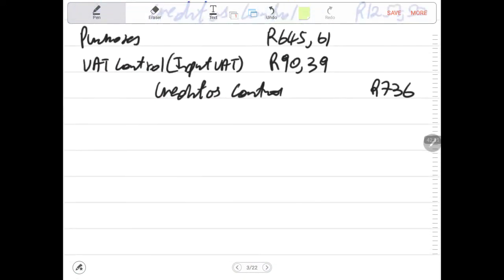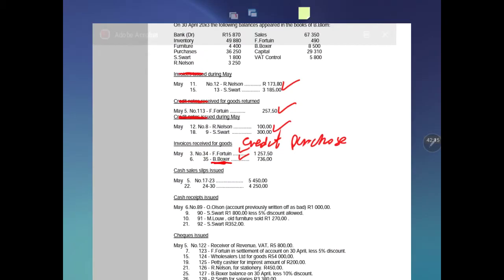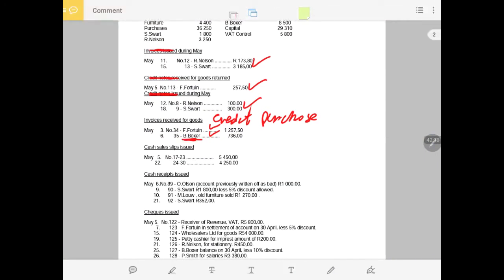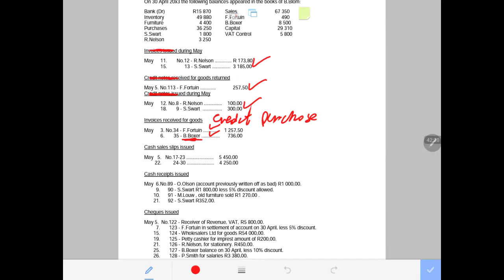So now you can record this as it should be, as I've shown you previously. Then we come to the next transaction, which is the cash sales slip issued. This will indicate that this is cash, and cash must go to the cash journals. This is on the 5th. It must go to the cash journal on the 5th of May.